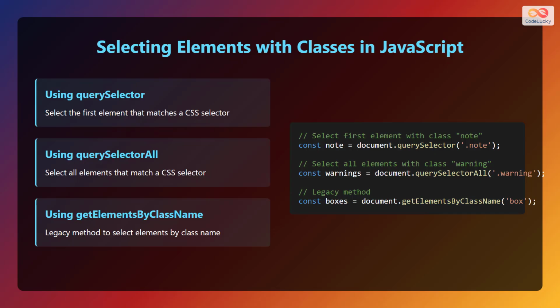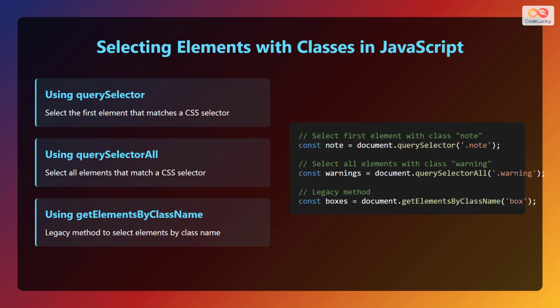Classes are also useful when working with JavaScript to select specific elements on a web page. Here are some commonly used methods to select elements by their class names. The querySelector method selects the first element that matches a CSS selector. The querySelectorAll method selects all elements that match a CSS selector. getElementsByClassName is a legacy method to select elements by class name.